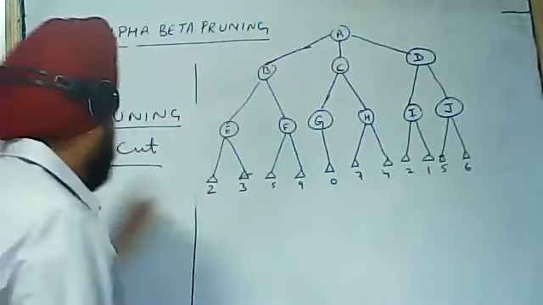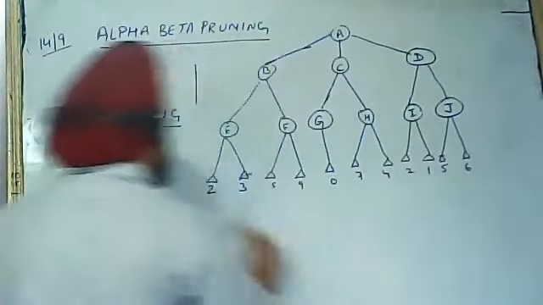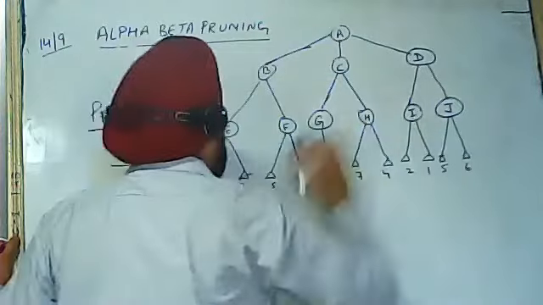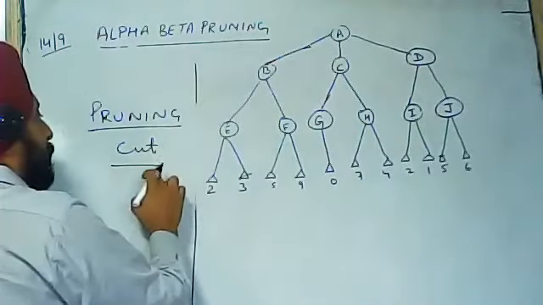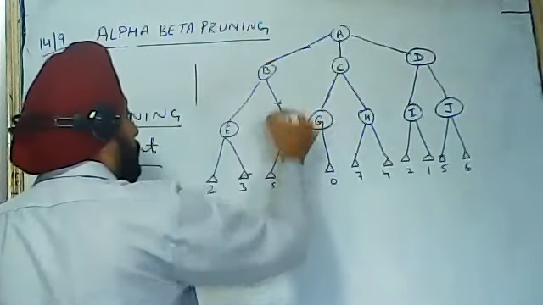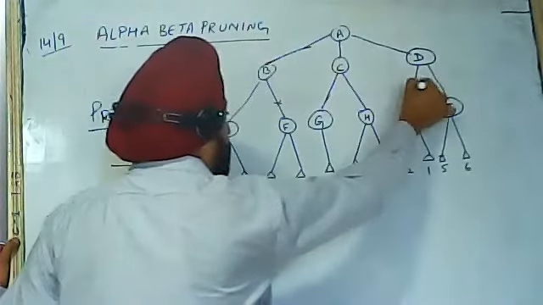Suppose this is the min max game tree. According to min max, we will have to search the whole tree. But if we apply alpha beta pruning, then it may happen that this branch gets pruned or this branch gets pruned.